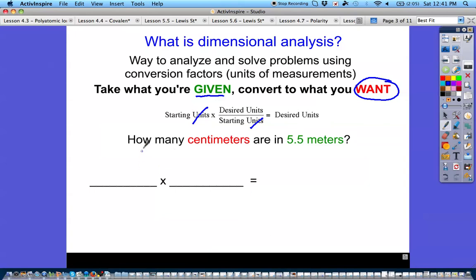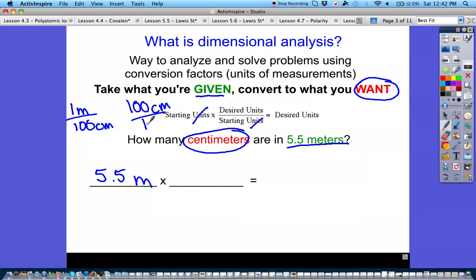So we have a problem here. How many centimeters are in 5.5 meters? What we are given, the only number and unit that we're given, is 5.5 meters. We want to find how many centimeters. So 5.5 meters. So we have, if you remember from our conversion factors, we had these two ways of writing 100 centimeters in 1 meter.